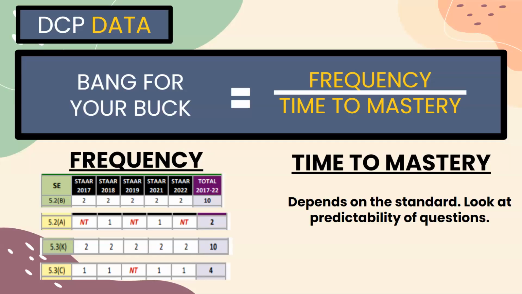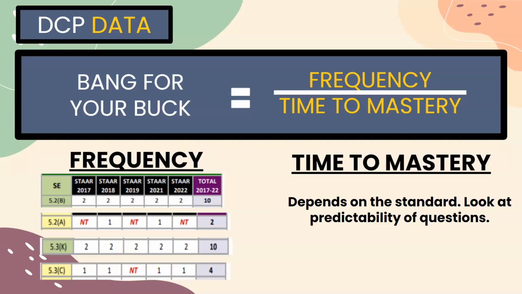Now let's look at 5-3K. So 5-3K is add and subtract positive rational numbers fluently. Now, this again shows that this TEK has been tested 2 times every year for a total of 10 items in the last 5 years. However, this TEK has positive rational numbers. So what we've taught so far is adding and subtracting whole numbers and decimals. Later on in the year, we'll teach the same thing, adding and subtracting with fractions.